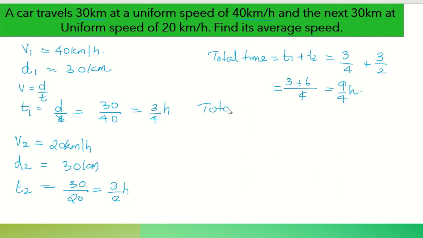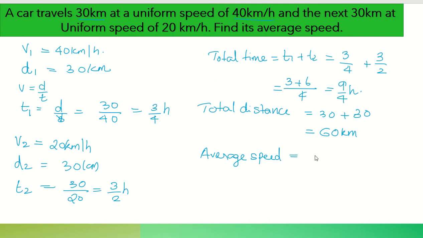So total distance is equal to 30 plus 30. Here both are same. Otherwise also you can add it, whatever distance is given. So total distance is 60 kilometer. So average speed, formula is average speed is equal to, don't forget to write the formula, average speed is equal to total distance traveled divided by total time taken.